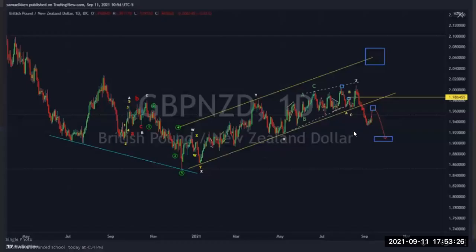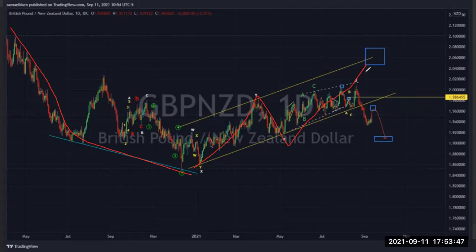Pounds to New Zealand. Pounds New Zealand, this is a daily chart. Okay, and the previous move ended here. And this is a corrective move in a WXY. So I thought it would go to this level.